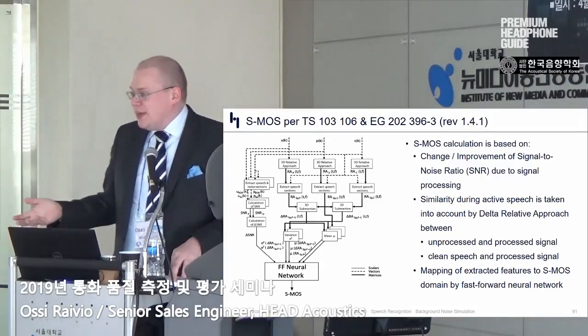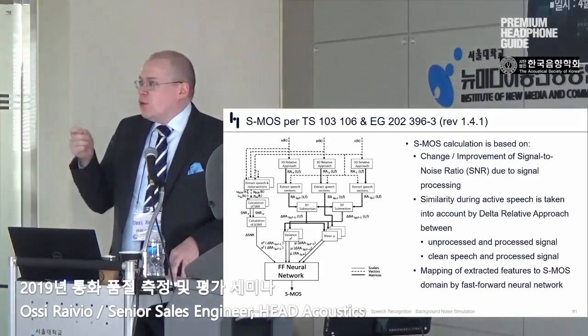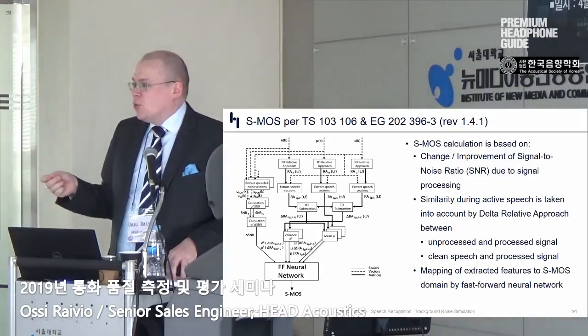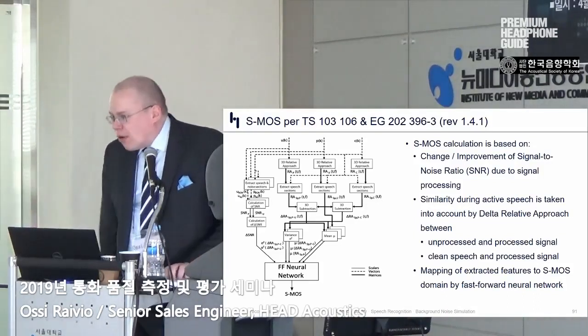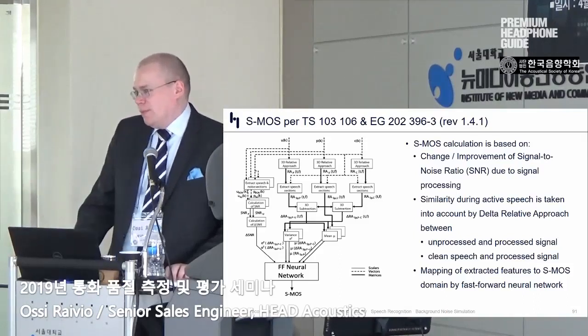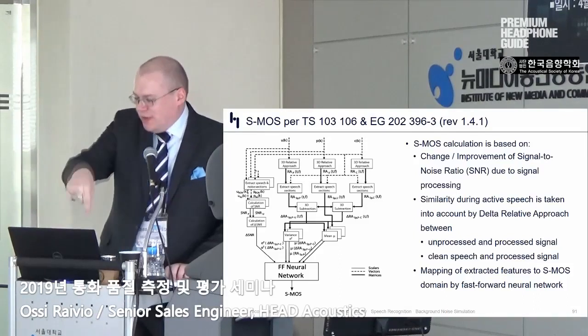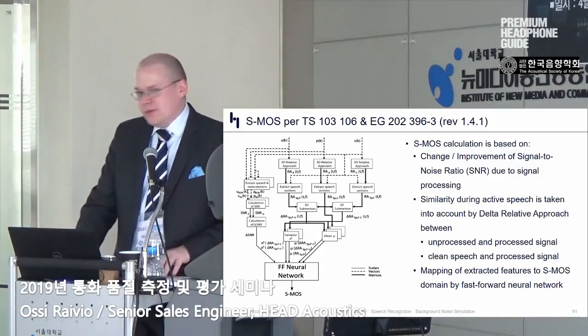So what happens is you hear a signal with very little noise, so you have a high expectation of the speech quality, and then you hear this distorted speech and you're unhappy about it and you give a bad score to it. So that's why the NMOS is also coming into the calculation of the SMOS.